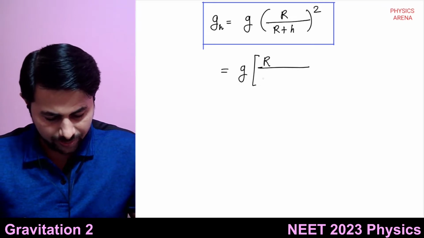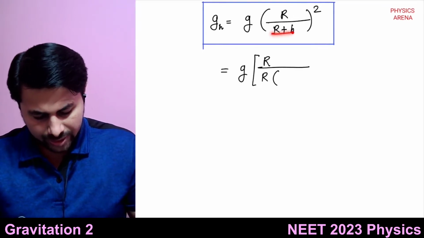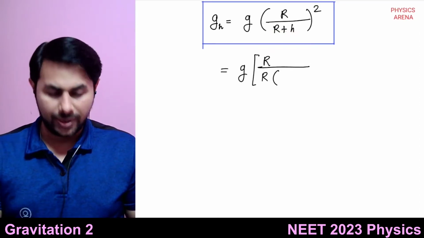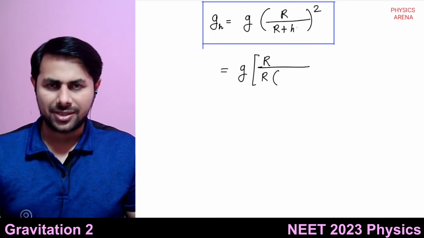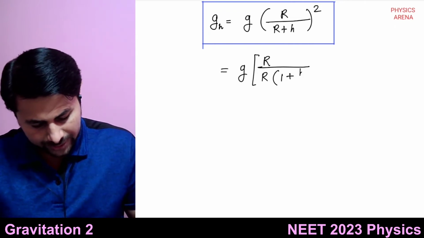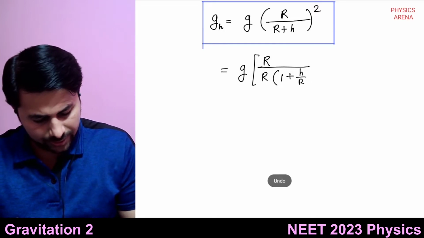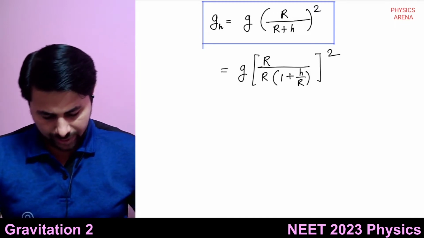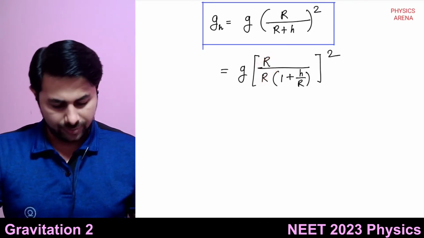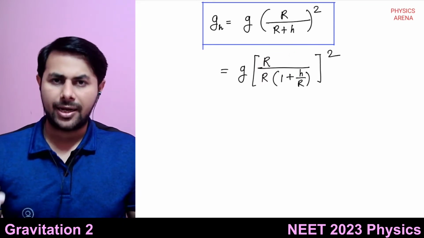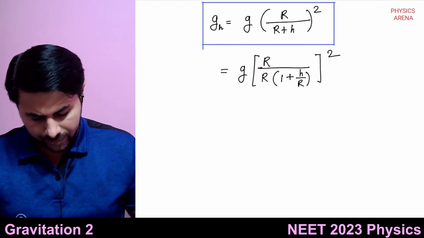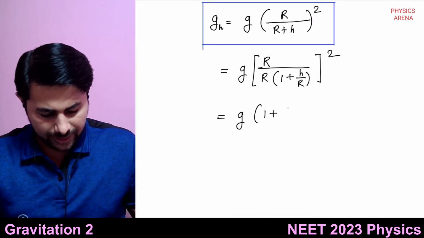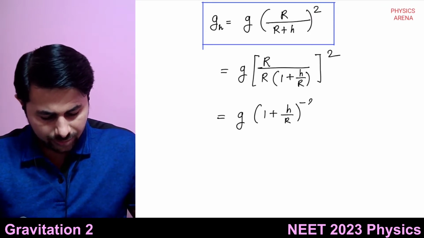Okay, so it is r upon, if I take r common from this term, what will happen? So it is r upon r, right? That's 1 plus h upon r, that is h upon r. Okay, so it is 1 plus h upon r is what is left, and we have square of this term. So this r and r gets cancelled. So it is 1 upon 1 plus h by r raised to 2. Okay, or you can say it is g multiplied by 1 plus h upon r raised to minus 2.